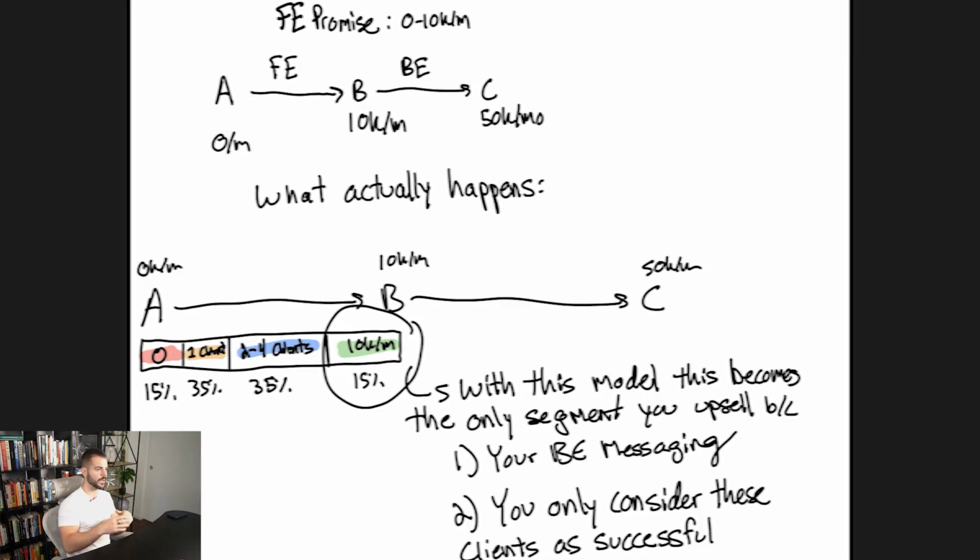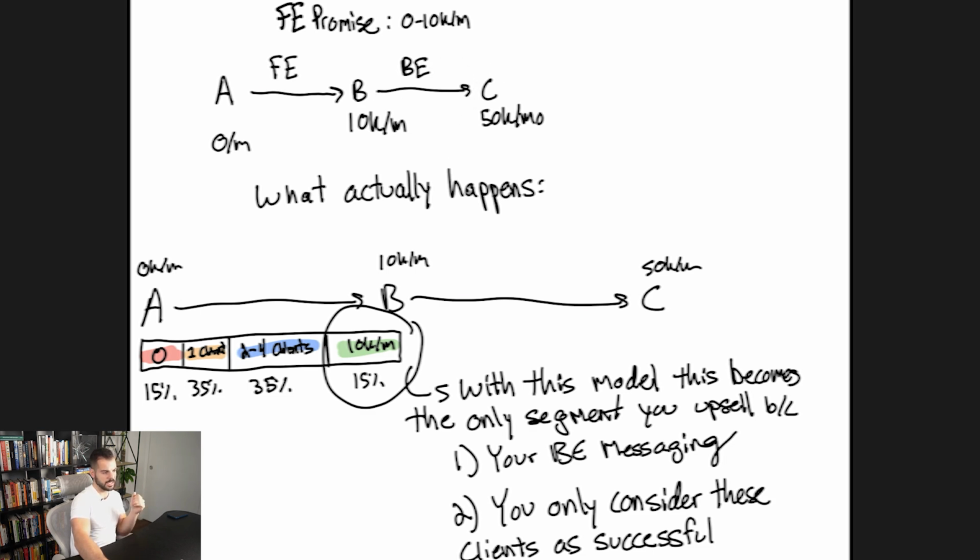Okay, so here's why. Let's say your front end promise is to go from 0 to 10K a month. I wrote this again, kindergarten drawing. So here's your front end promise: A to B is getting to 10K a month. The common thing is, okay, my back end now is to go from B to C, 10 to 50K a month, working on systems and fulfillment and all this stuff.